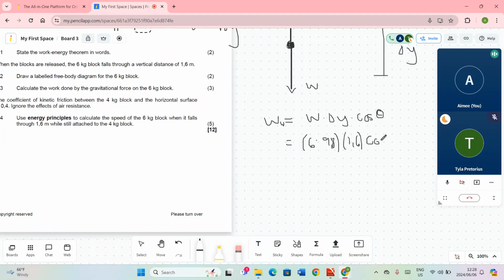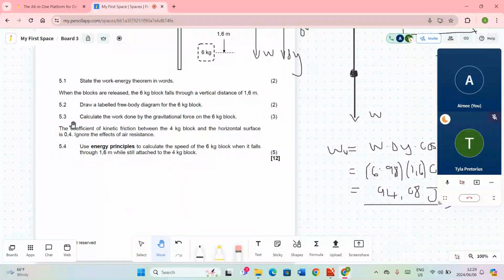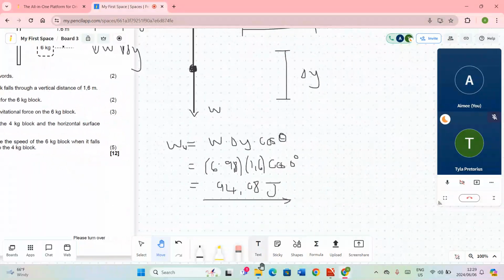So you say cos 0 degrees equals, so now we say 6 times 9.8 times 1.6 times cos 0. And that gives us an answer of 94.08 joules. And that's your final answer for 5.3.